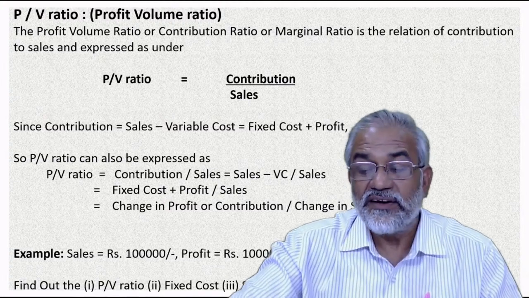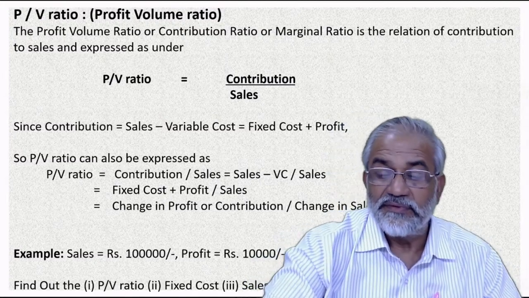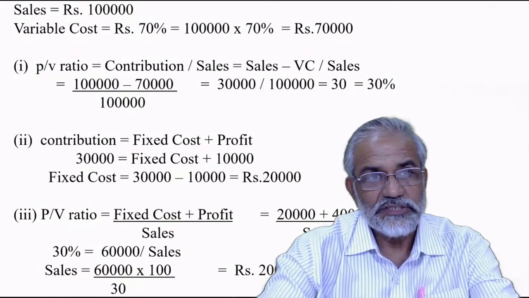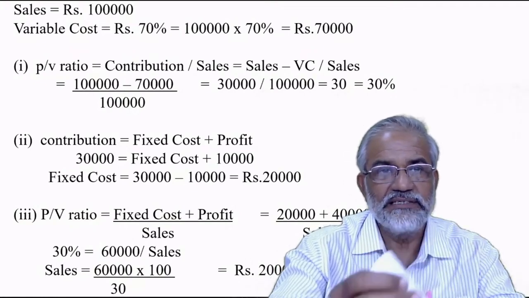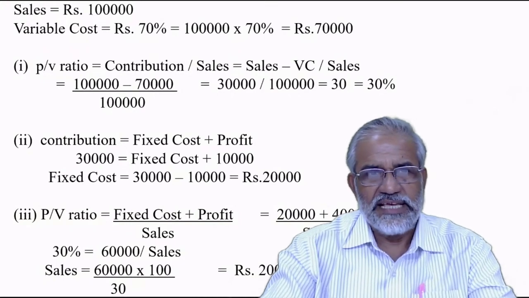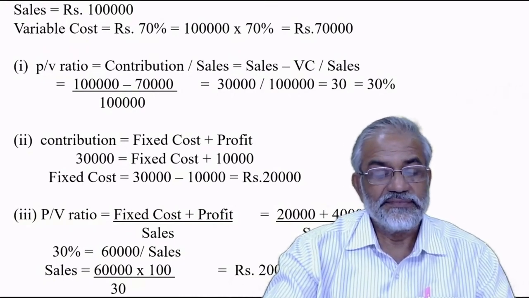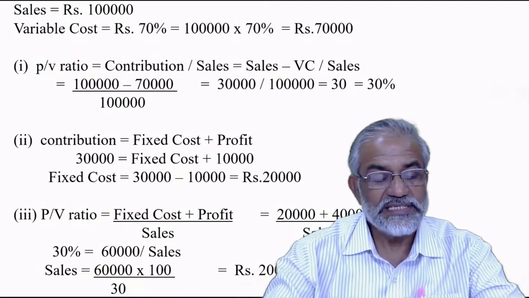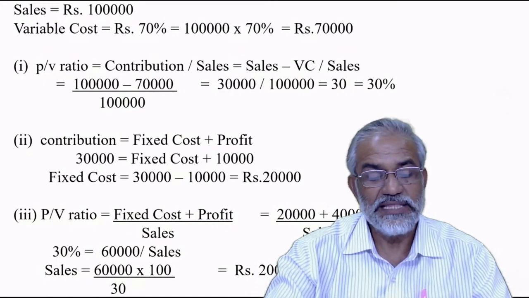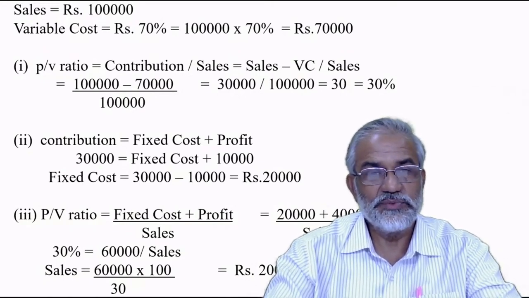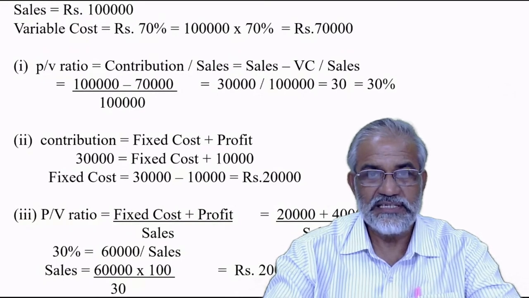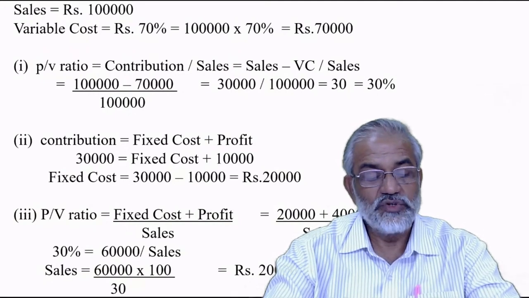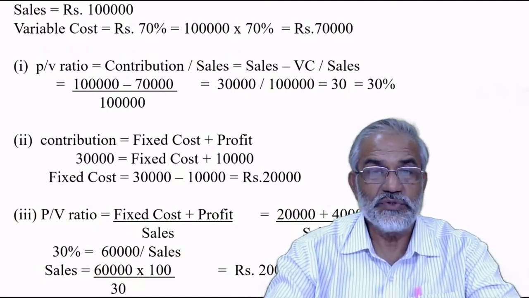If this is the numerical presented before us, we need to calculate how it is to be determined. The variable cost is 70%. Sales is equal to 1 lakh. The variable cost is 70% of sales, meaning 70,000. The total sales as given in the question is 1 lakh, and the variable cost is 70% of the total sales, so it comes to 70,000. So the first question to be answered is the PV ratio. What is the PV ratio?